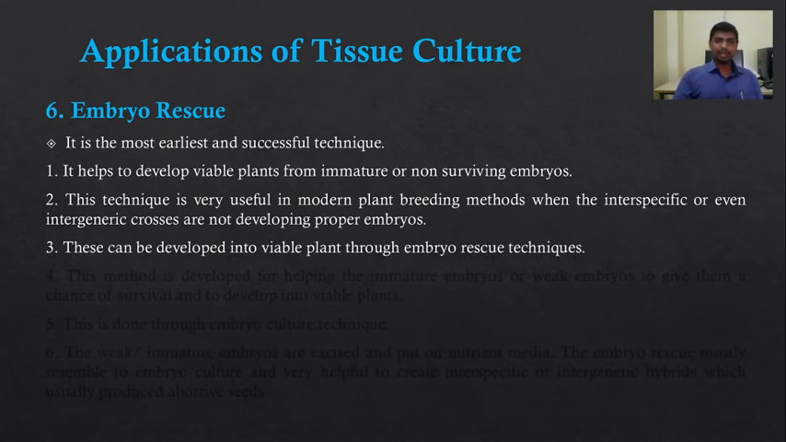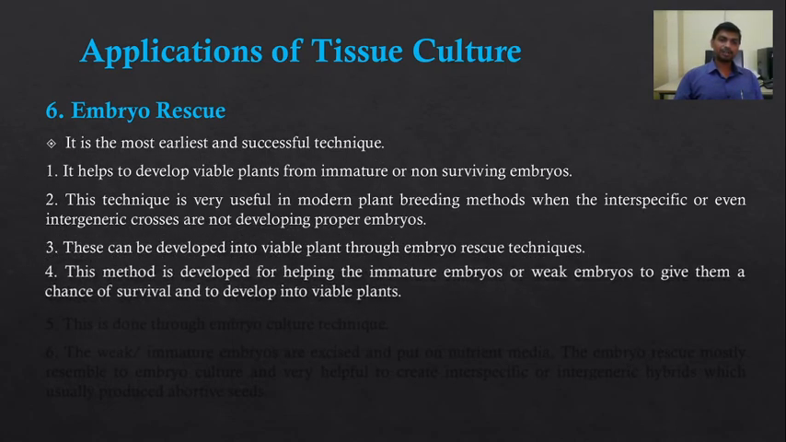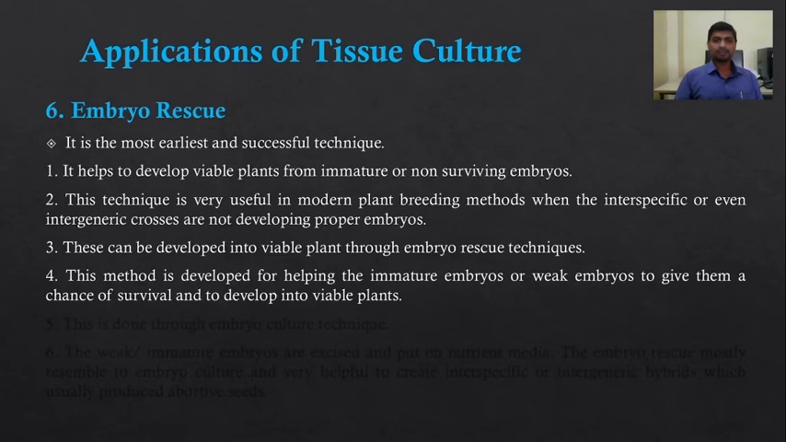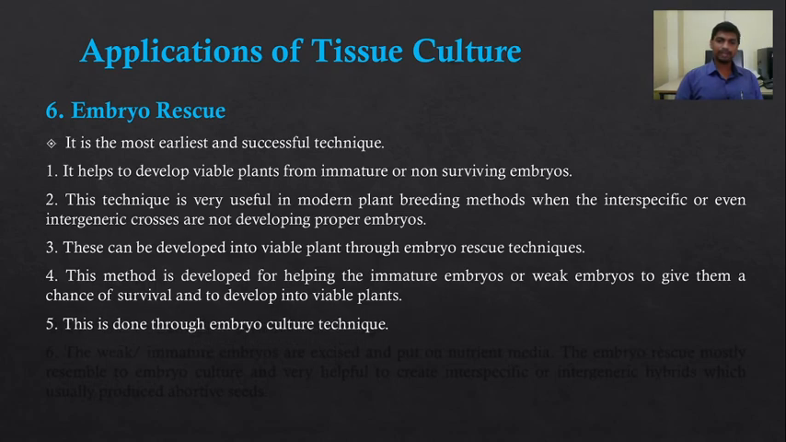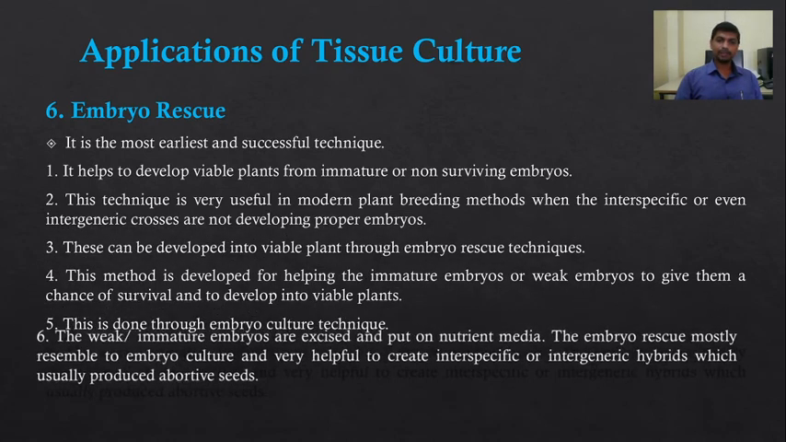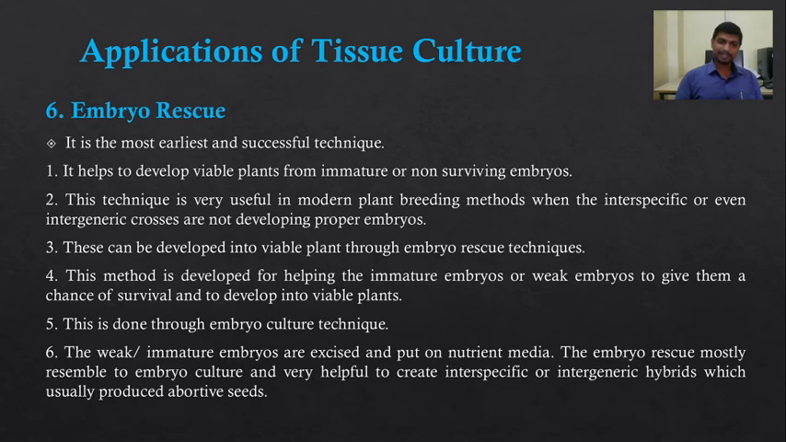Such embryos are excised from the seed and cultured on the nutrient medium to develop the viable plant. This method was developed for helping immature, weak or non-surviving embryos, to give them a chance of survival and to develop into viable plants. This is done through the embryo rescue technique. The weak or immature embryos are excised, that is removed, and put on nutrient medium.